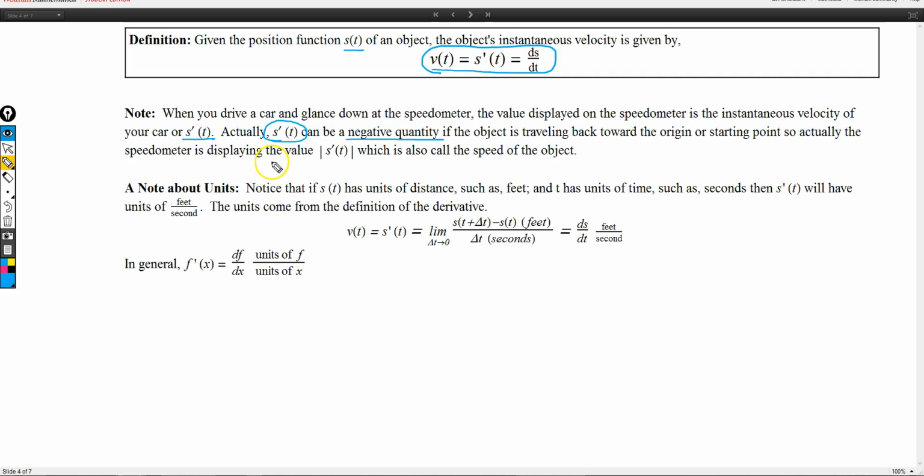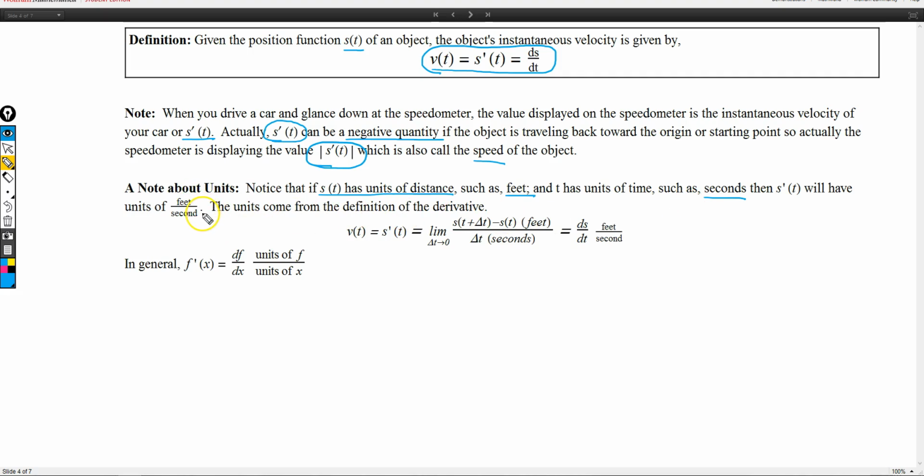So since your car doesn't display negative numbers, it doesn't tell you you're going negative 50 miles an hour, it's actually displaying the absolute value of s prime of t, which is also called the speed of the object instead of the velocity. Also, let's take note about units here. When we differentiate, our units change. So notice that if s of t has units of distance, such as feet, and let's suppose that t has units of time, like seconds, then ds dt will have units of feet per second.